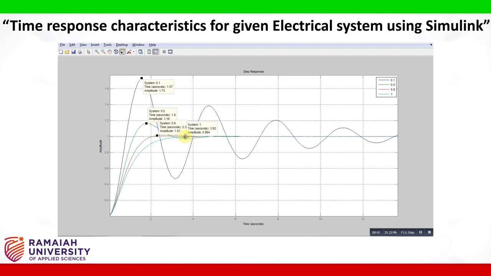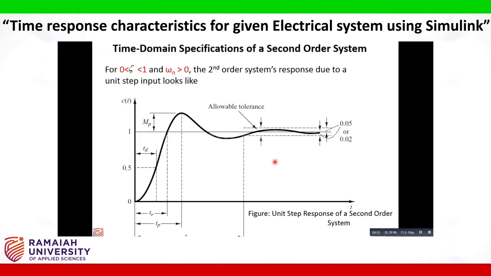So these are the various peak time for different values of zeta. So this is a standard step response wherein we can see the rise time, peak time, delay time, peak overshoot, settling time. This is the delay time. This is the rise time, where it is the time required to reach the unit step.